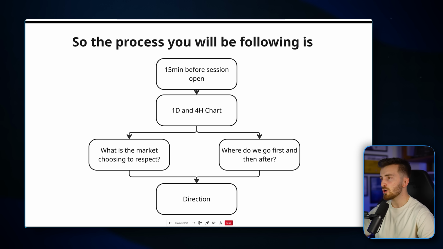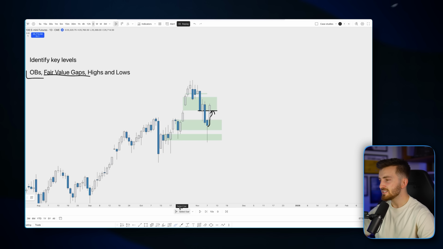So the process that we are going to be following every single day is going to be 15 minutes before the session open. We're going to be looking at the daily chart and the 4-hour chart. And then we're going to ask ourselves, what is the market choosing to respect, and where do we go first and where do we go after? And this is going to give us our direction. Why? Because as you saw, we are able to consistently predict where the market is going to go first towards the bullish key levels and where it goes after towards the bearish key levels, as the market moves in a cycle from bullish to bearish and bearish to bullish.